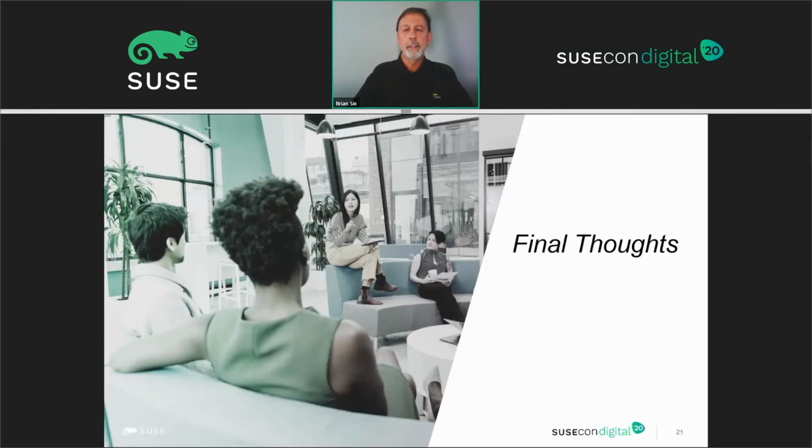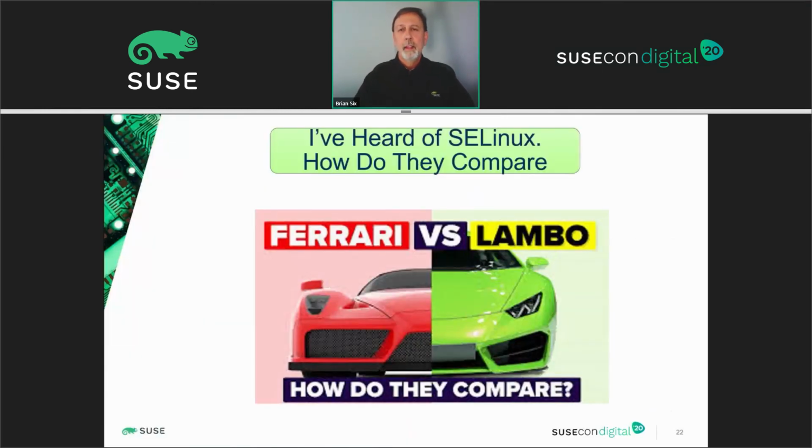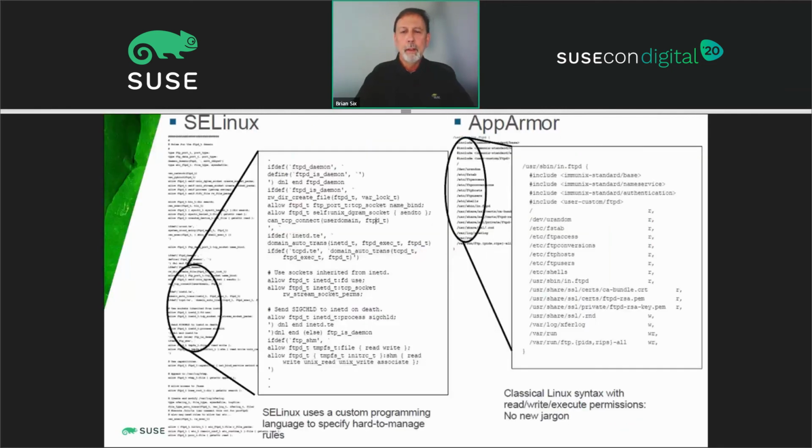Now, some final thoughts. I hear this all the time. Brian, I've heard of SELinux. How does SELinux compare to AppArmor? Well, they both try to achieve the same kind of application level security. But here's an example of how SELinux would be leveraged to secure the FTP daemon versus how AppArmor would be used to leverage the same FTP daemon.